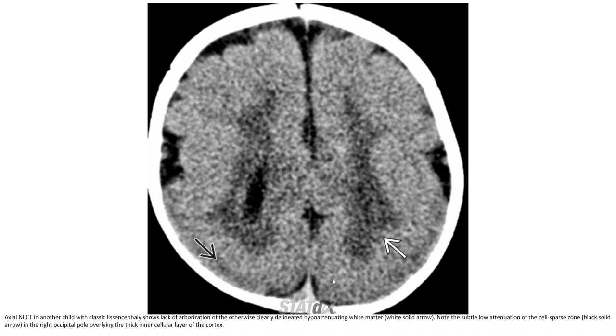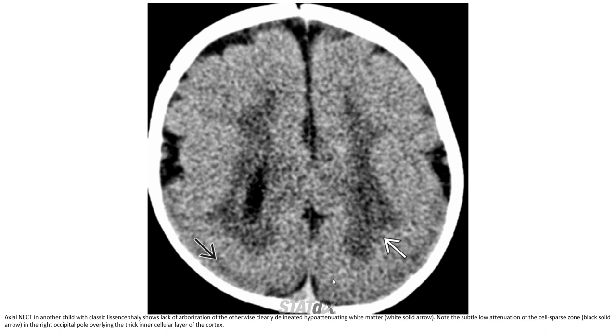And this is also axial non-contrast enhanced CT in another child with classic lissencephaly, so lack of gray-white differentiation, clearly delineated hypoattenuating white matter, and subtotal attenuation of the cell sparing.